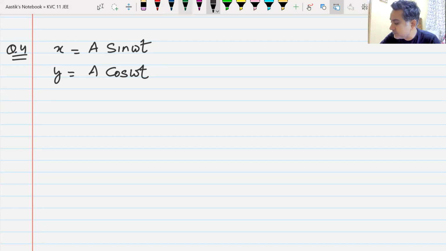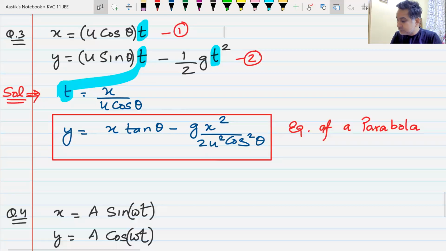This is inside the sine of omega t. It's not cos omega multiplied by t. This is an angle actually. Omega into t is an angle. It's not the previous case where it was u cos theta multiplied by t. That was different and this is different. Do we understand the difference between the two? How I've written? Do we understand this?